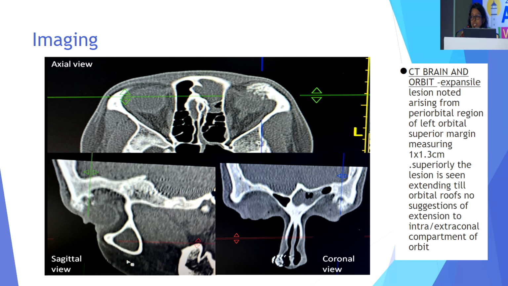So we did imaging. This was the CT of the brain and orbit of the patient. It showed an expansile lesion arising from the periorbital region of the left orbital superior margin, extending till the orbital roof, but not entering anywhere. The medullary cavity was normal, the extraconal and intraconal compartments were normal, and there was no intracranial invasion. We can see this in axial, sagittal, and coronal views.